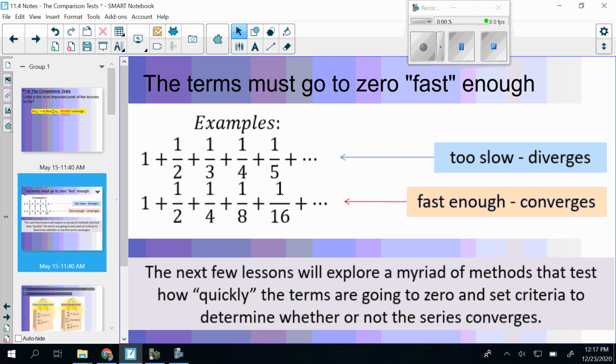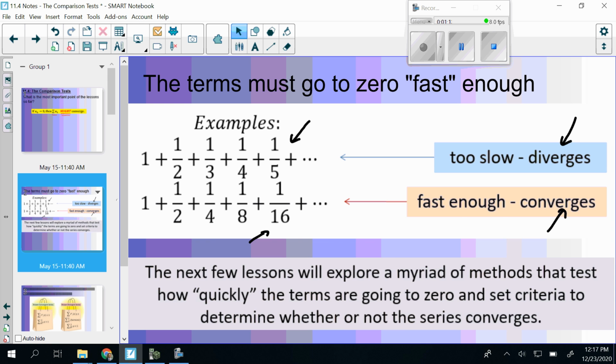If they go to zero too slow, as in the harmonic series, then we end up with a divergent series. However, if they go to zero fast enough, meaning the terms are getting smaller at a rapid pace here, then they do converge, as we've seen with some other ones. So these next few lessons, we're going to explore some different methods that test how quickly terms go to zero, and try to find some criteria, what kind of tests we can use to see if the series converges or not.